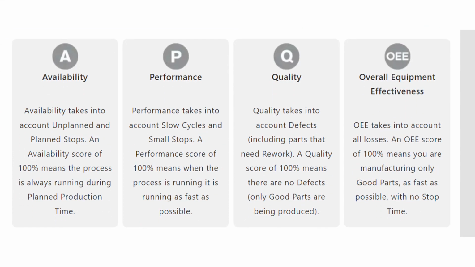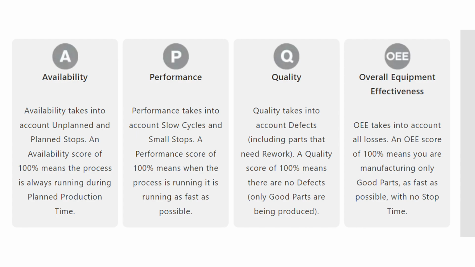Again, in short, availability takes into account planned and unplanned stops. An availability score of 100% means the process is always running during the planned production time. This is very important, my dear friends. If your availability score is 100%, nothing has stopped during the production time, whether an unplanned or planned stop, and it is running 100%.